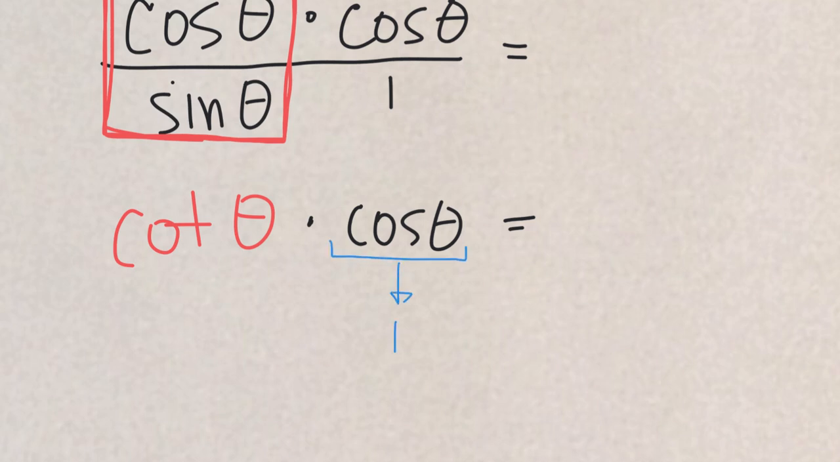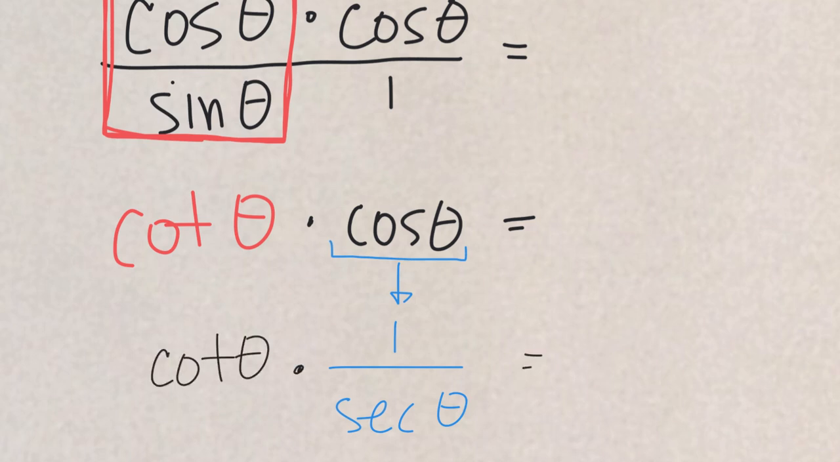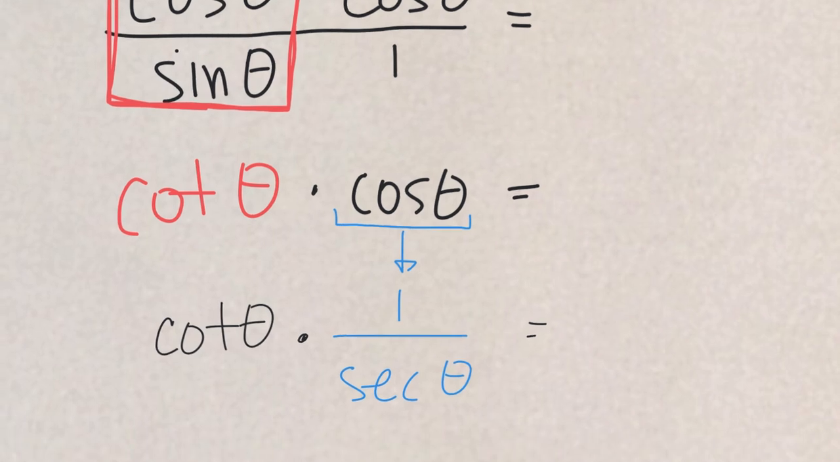Yes, cosine is the reciprocal of the secant. Cosine is the same as 1 over secant. So I replace cosine with 1 over secant. I show that understanding that I am doing a reciprocal replacement. The cosine is 1 over the secant.